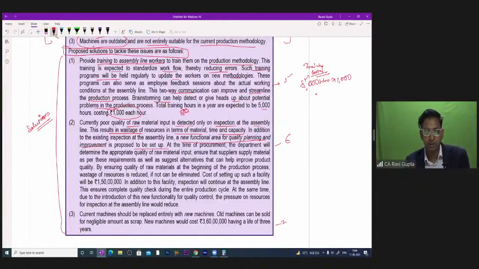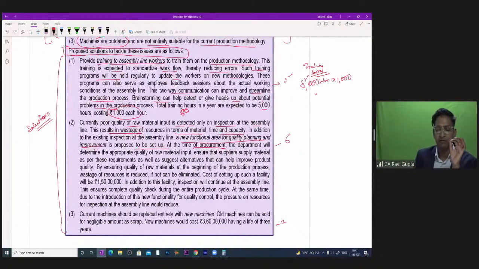So what are we going to provide as a solution here? A new functional area for quality planning and improvement is proposed to be set up at the procurement time. Now we are trying to make a rectification, because we have installed the inspection only at the assembly line, and that is already a delayed part, a late part. All the errors will be detected very late.